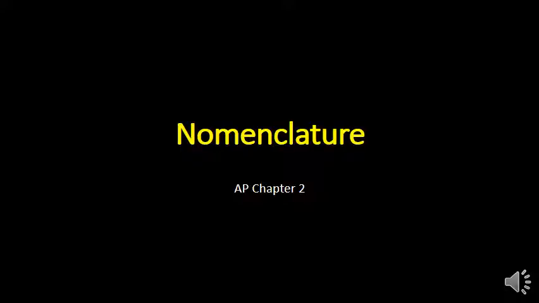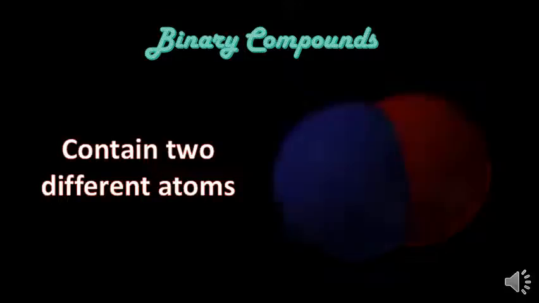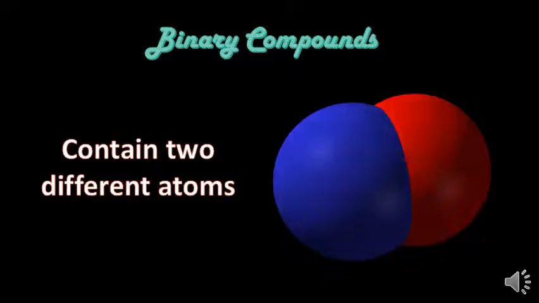Short little video on remembering nomenclature. Recall a binary compound contains two different atoms. In this picture, I've got one of two different types of atoms. Same thing with this picture.